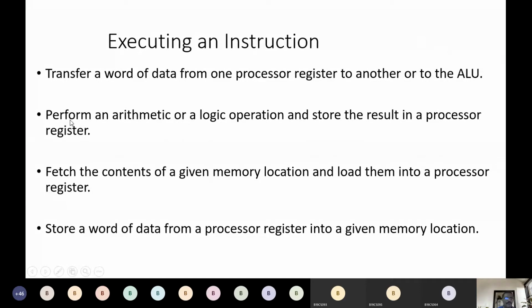And similarly, we will see how an arithmetic or logic operation, for example addition, is done in the processor, and how the result is stored at the end in the processor registers. So how an arithmetic or logic operation is done by the ALU, and finally after addition, the result is stored in the register R3. That we will see. And next is how we can fetch the contents from a particular location in main memory, how data can be accessed from main memory and loaded into a processor register. And finally, we will see how data can be written to main memory.